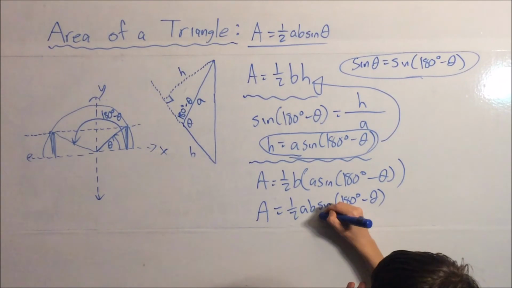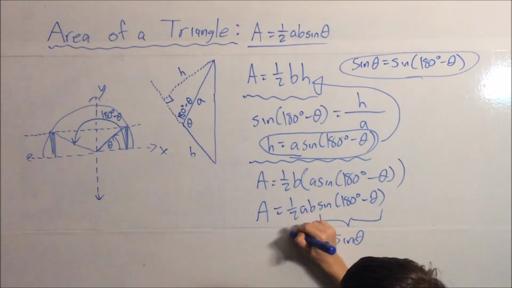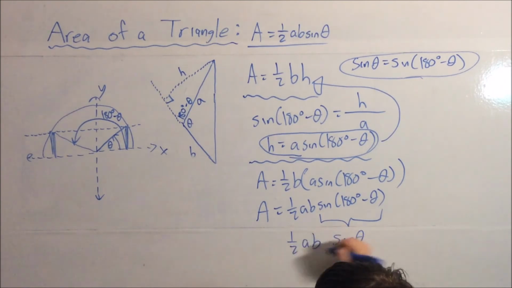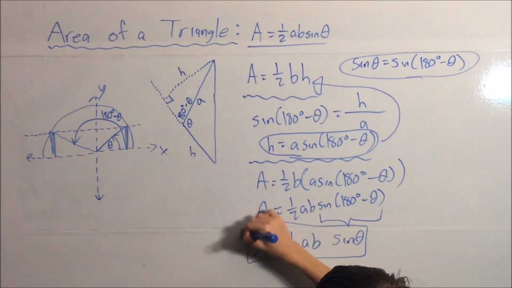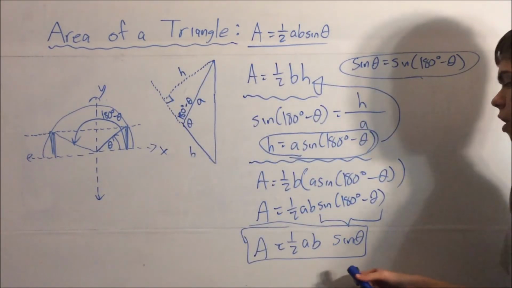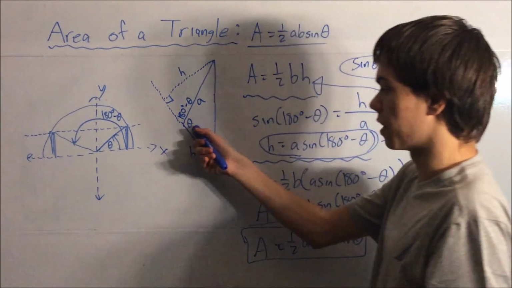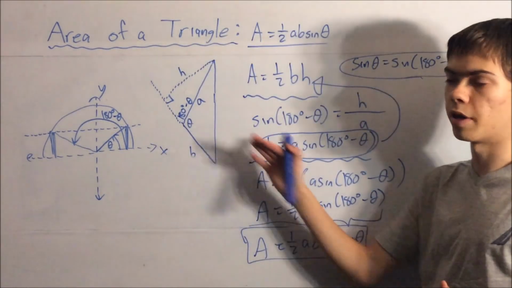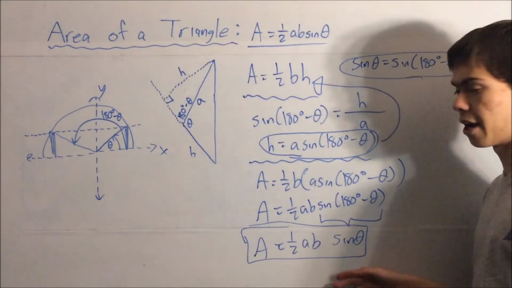So that means we could just replace the sine of 180 degrees minus theta with the sine of theta. So we get 1/2 AB sine of theta. So this is the area of a triangle, right? It works whether theta is an acute angle or an obtuse angle. It could be either one. So this is another way to write the area of a triangle.